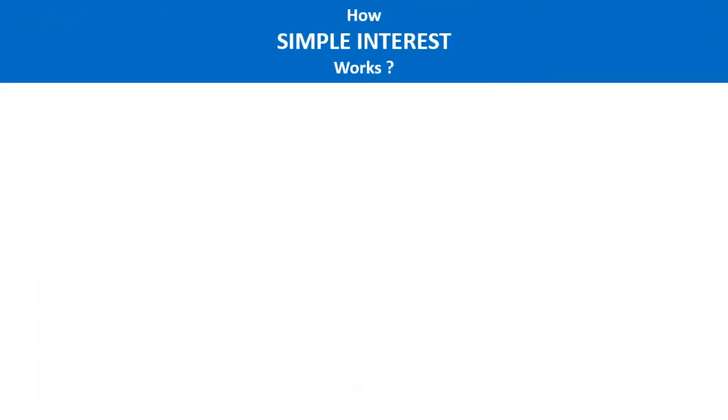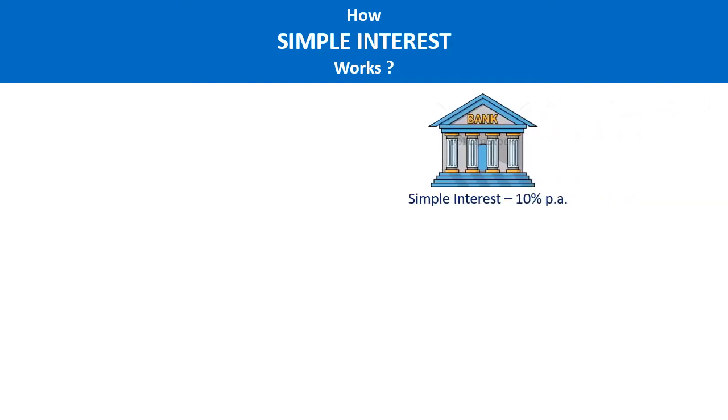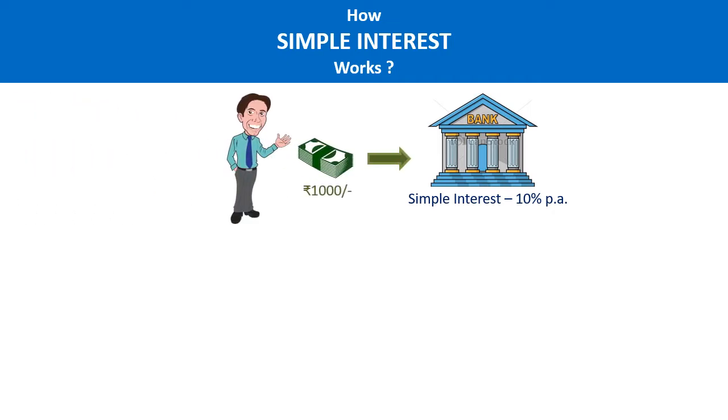Now let us understand how simple interest works. All of you must be aware of a famous formula to calculate simple interest, which is equal to PNR divided by 100. But here, let us understand some basic things related to simple interest. There is a bank which is offering a simple interest of 10% per annum to its depositors. So one person approaches this bank with a sum or principal of 1000 rupees to deposit. Let us see how his money grows over a period of a few years. I consider a span of 4 years.